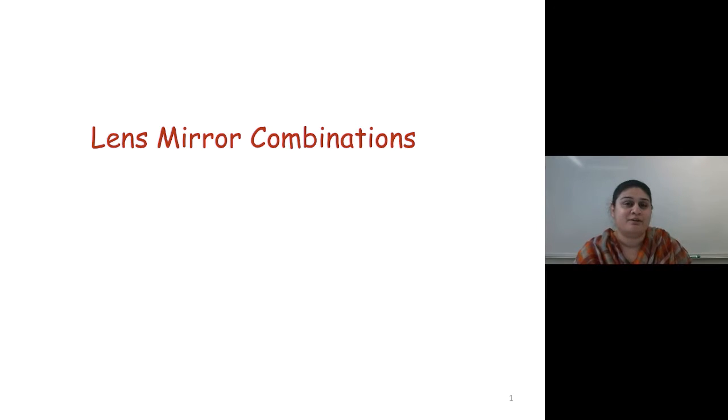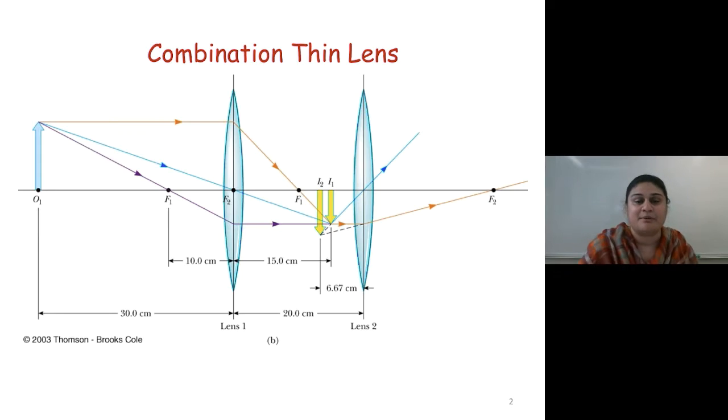Now, we talked about single lenses and single mirrors individually, right? Concave mirrors, concave lenses, and so on. What about situations where these lenses and mirrors become combinations? For example, in a telescope, in a camera, in a microscope. What happens to images in those scenarios? So let's talk a little bit about those.